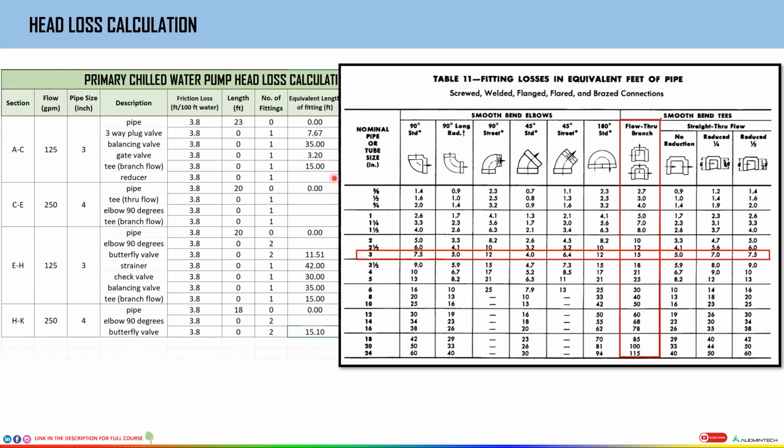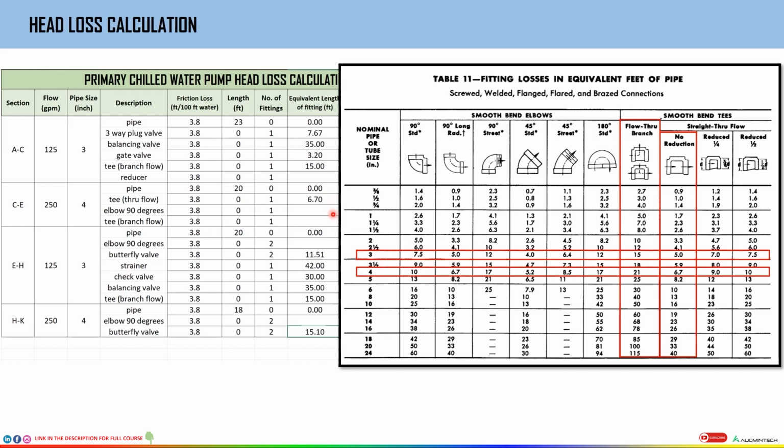Reducer. We don't have reducer over here. Okay. Any other T? Yeah, we do have T for through flow for 4-inch pipe size. So for 4-inch pipe size, the T straight through flow. Through flow and straight through flow mean the same, meaning the flow is straight. If it is not a branch flow, it's a straight flow. So in this case, what value are we getting? We are getting 6.7 for a 4-inch pipe size and straight through flow T. So we'll just put this value over here, 6.7.